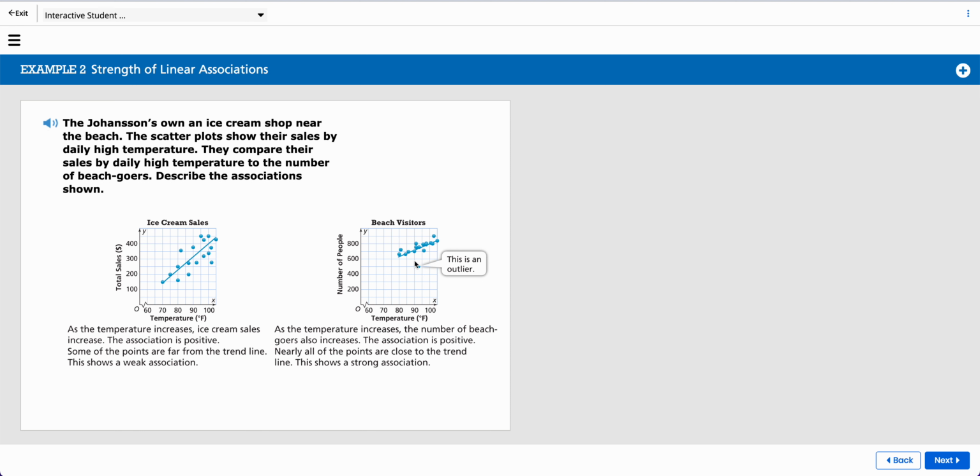Why might there be an outlier on a day when the temperature was high? Maybe it was raining that day. Maybe there were a lot of sharks in the water. Nobody wanted to come to the beach. All right, who knows?